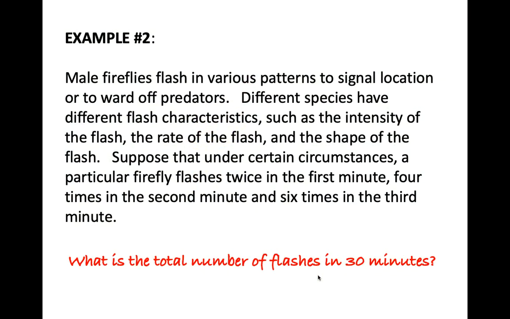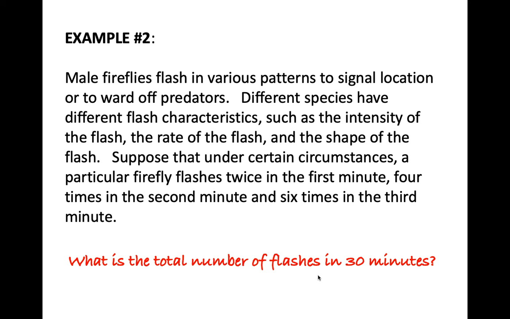So it says male fireflies flash in various patterns to signal location or to ward off predators. Different species have different flash characteristics, such as the intensity of the flash, the rate of the flash, and the shape of the flash even. Suppose that under certain circumstances, a particular firefly flashes twice in the first minute, 4 times in the second minute, and 6 times in the third. What is the total number of flashes in 30 minutes?